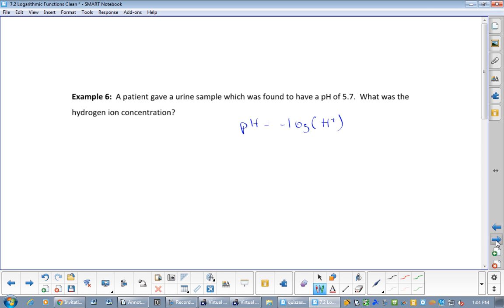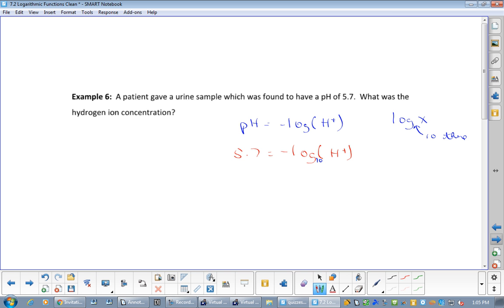Now, what do we know in this formula? pH. So I will put a 5.7 equals negative log H plus. Now, that H plus is on the same, right? So one thing that you should know, because there's nothing there, there's always a 10. If there's nothing there, it means 10. Okay, so if you have just log x, I guarantee you there's a 10 there. Always, always, always.